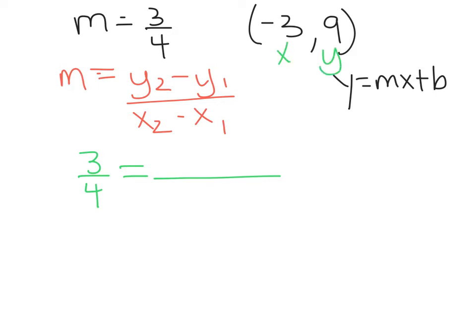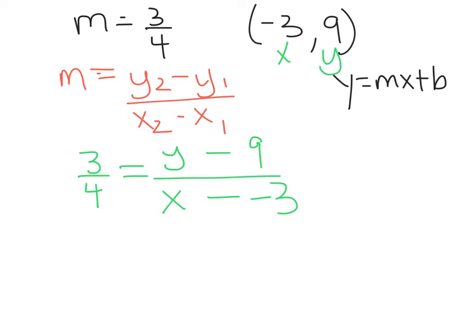I don't have y sub 2 and y sub 1. So I don't know y sub 2, so I'm just going to leave that as y, minus y sub 1, we're going to make that the 9, so the 9 goes in my formula. On the bottom, I don't know x sub 2, so I'm going to make it x, and minus x sub 1 is -3, so I'm going to put -3. So right now I have 3/4 equals y minus 9 over x minus -3.